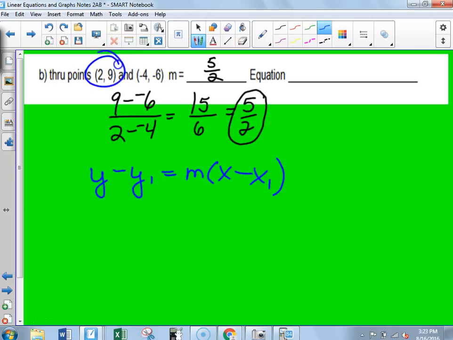And I'm going to pick (2,9) because they're nice positive numbers. You can use (-4,6), it won't matter. You get the same answer.